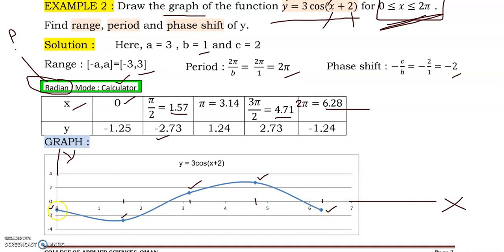Now after fixing the points, you make the curve. This is the graph of y is equal to 3 cosine x plus 2. So it is very simple. Make use of your calculator in a proper way to complete this table of values. Keep your calculator in radian mode, then find all the values of y, then make a graph. It is very simple. Thank you.